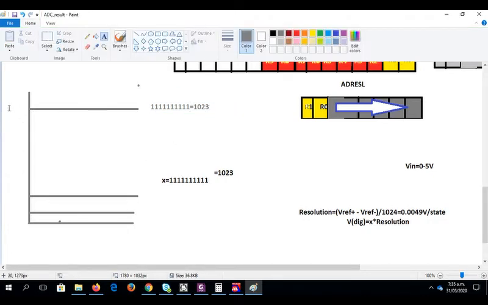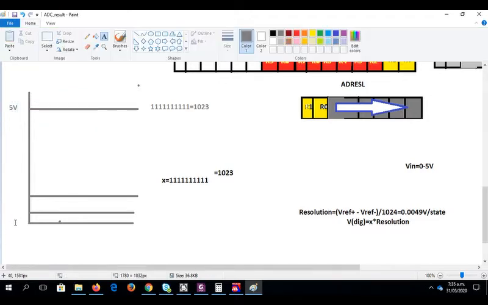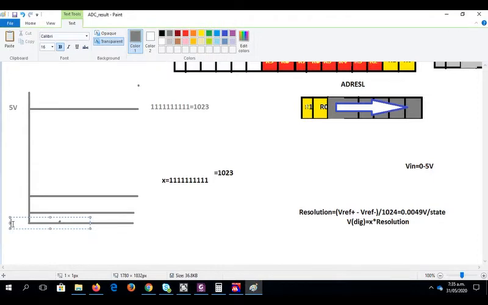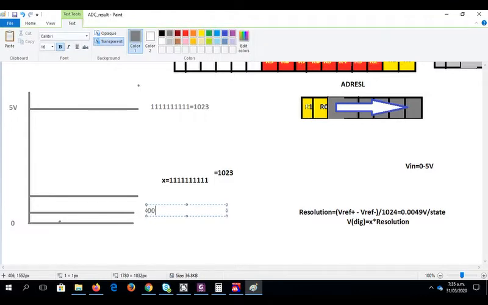And this will be equivalent to 5 volt, and this is 0 volt, 0 volt, and this one will have maybe 0 0 0 0 0 0 1. So I will have all these states here. Now we are storing in X.